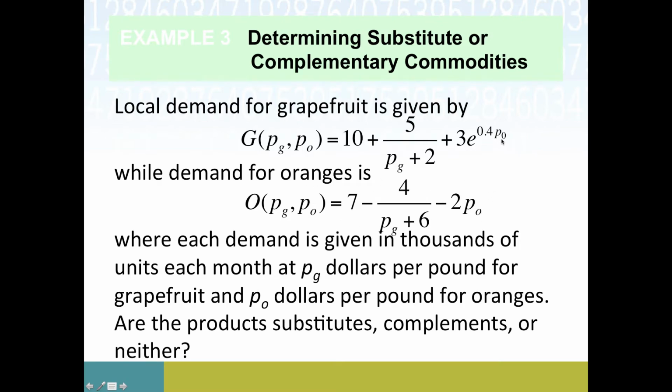So this little subscript O, the letter O, is supposed to remind us of oranges, and the little subscript G is trying to remind us of grapefruit. So capital G is the demand for grapefruit, capital O is the demand for oranges. Okay, so P sub G is the dollar price for grapefruit. P sub O is the dollar price for oranges. And the question is, are these substitutes, are they complementary commodities, or neither?